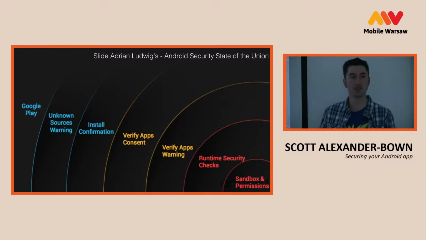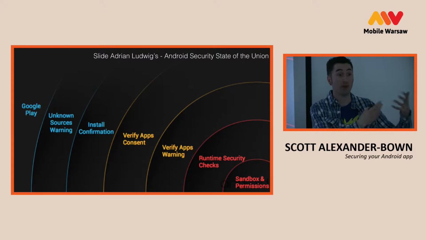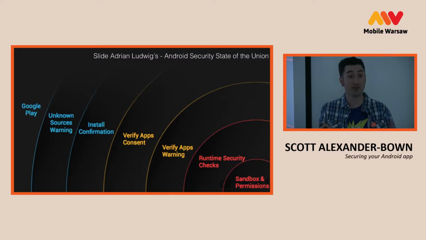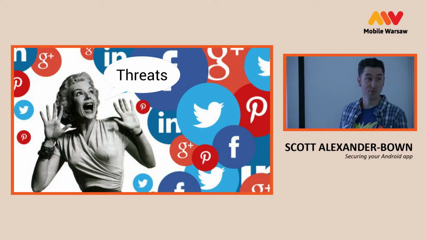I think it's a good indication of Google trying to say, okay, we've targeted apps that are uploaded to the Play Store. How do we target apps that aren't uploaded to the Play Store?